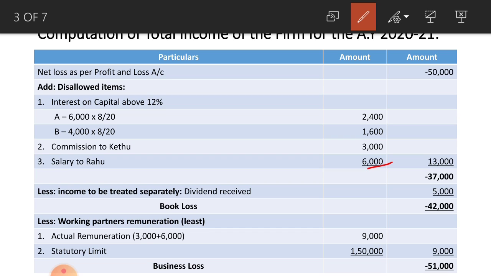This is your book loss, and from this book loss you have to deduct working partners' remuneration, that is the least of the following. When there is a negative figure, you know, actual remuneration or statutory limit, whichever is less you have to consider. Here working partners' remuneration is an allowable item. Now we have to deduct that from the book loss, that is actual remuneration of partners, that is commission to Ketu 3,000 and salary to Rahu 6,000, or statutory limit 1,50,000, whichever is less you have to consider.